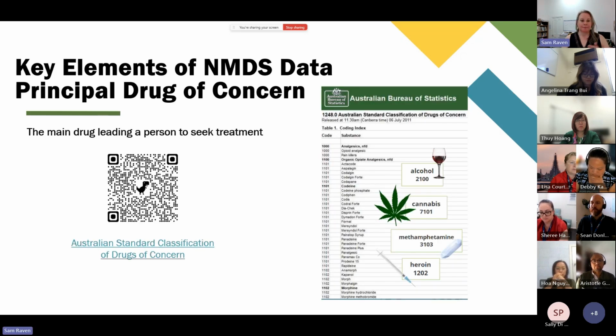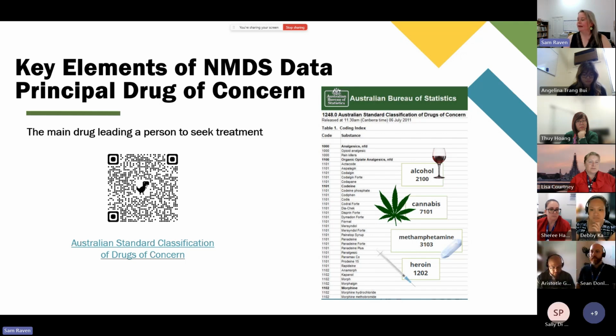And of course, it asks about principal drug of concern. Again, we have a standard classification of drugs of concern, which is enormous. And as you'll see, that link will take you to the document if you feel like rummaging through it. But again, your data collection systems at a service level should have the most common codes readily available for you.